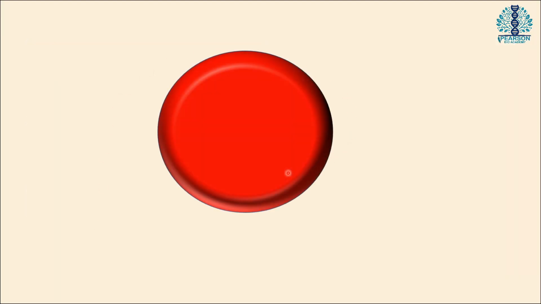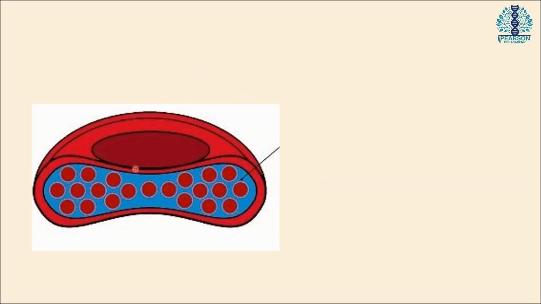So let's look at the RBC. This is an RBC, and inside the RBC you can see a cross section. If you look closely at the cross section, this is how the hemoglobin molecules are tightly packed inside the RBC. You can see that the red part represents the hemoglobin, while the surrounding blue part is the cytoplasm of the RBC, which consists of a more aqueous environment.